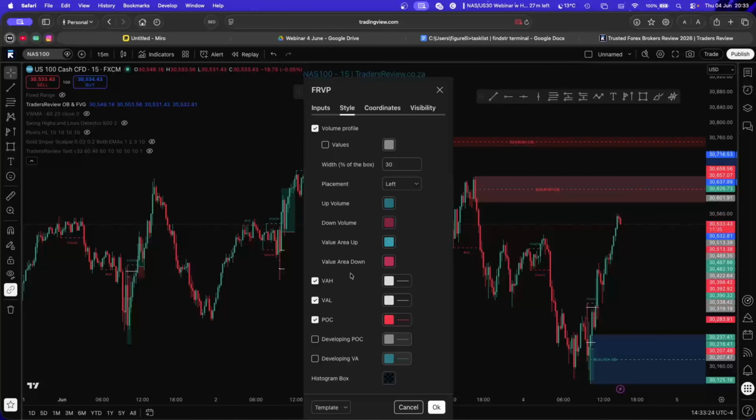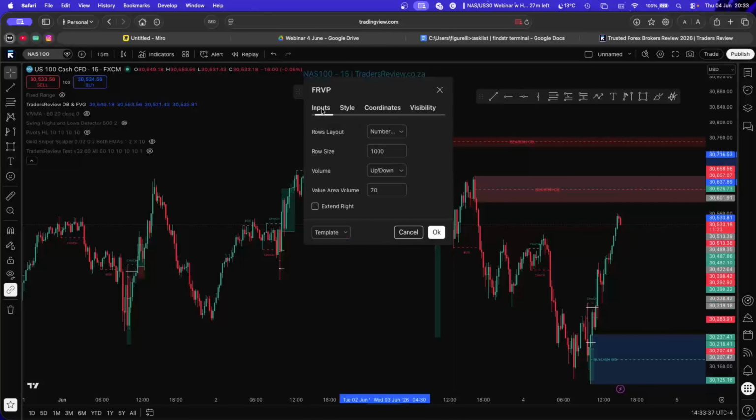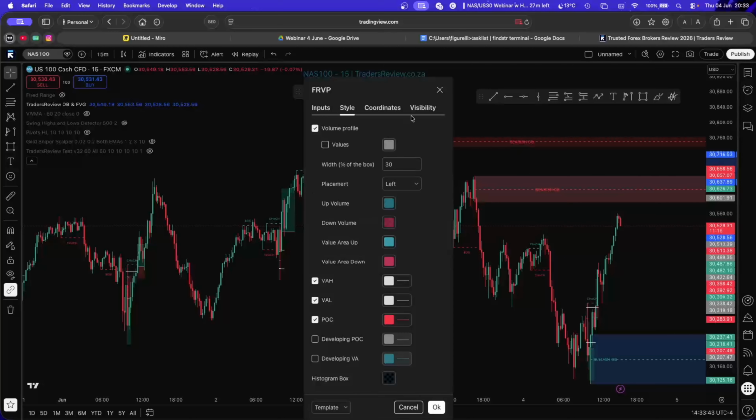In styles, you can see here, this might be unticked. You can just tick these two, the value area high and the value area low. That's literally all. The only thing that I changed on this indicator was this. The row size is 1,000. So does everyone have the screenshot?